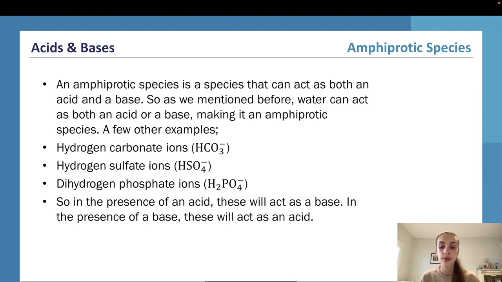However, you can do the opposite, where in the presence of a base, these can act as an acid. So hydrogen carbonate ions can lose their proton to become carbonate ions. Hydrogen sulfate ions can lose their hydrogen to become sulfate ions. And dihydrogen phosphate ions can lose one of their hydrogens to form hydrogen phosphate ions, and then can undergo this reaction again to form just phosphate ions.